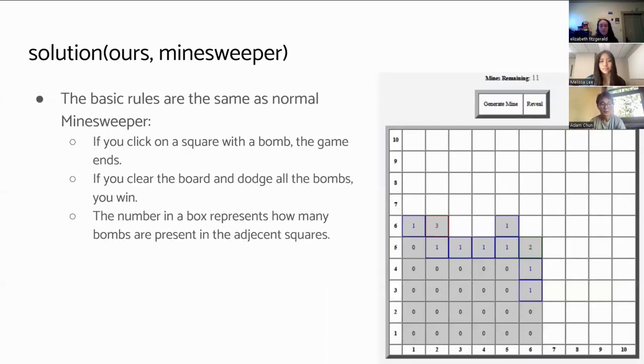Now moving on to the rules for our Minesweeper. It's basically the same rules as normal Minesweeper. If you click on a square with a bomb, the game immediately ends and you lose. However, if you're able to clear the board and dodge all the bombs, you win. And the number in a box represents how many bombs are present in the adjacent squares.